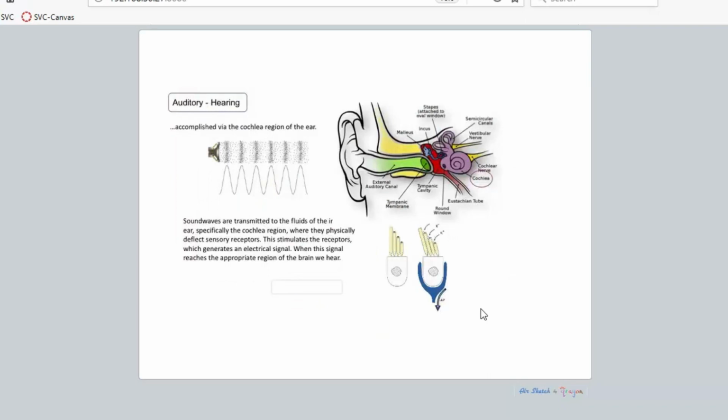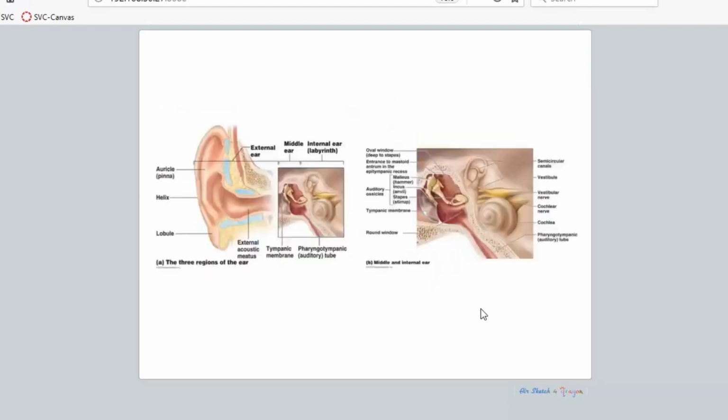All right, on to auditory or hearing. Hearing is accomplished via the inner ear. You guys aren't responsible for this specific anatomy, but you have the external ear, middle ear, and the inner ear.